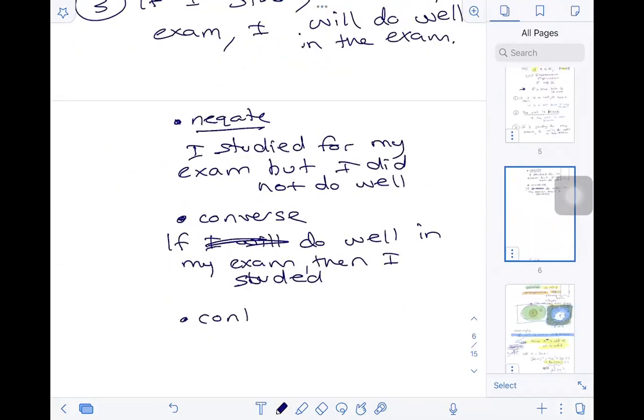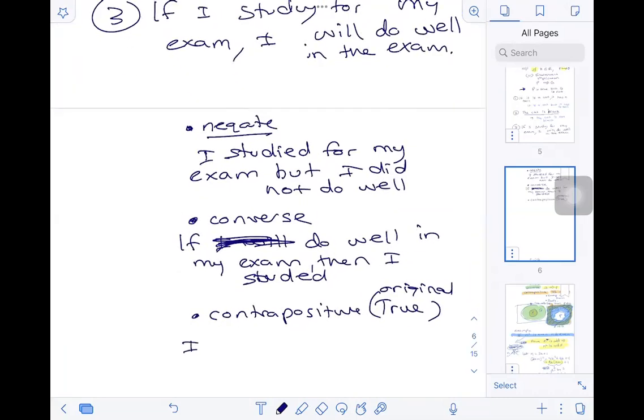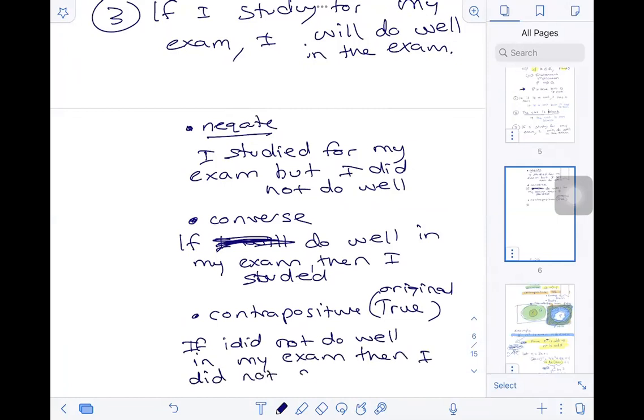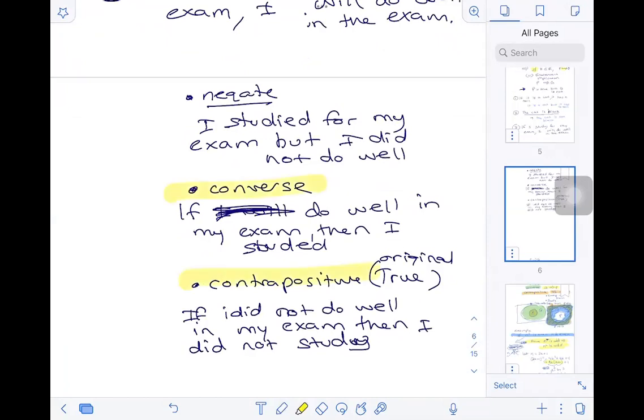Okay, if you want the contrapositive, that's swap and not. And remember, the contrapositive will always make the original statement true. And that's the power of it, because sometimes it's easier to do the two nots and swap it. The contrapositive would be, if I did not do well in my exam, then I did not study. Okay, that's the contrapositive. So contrapositive, converse, and negate.